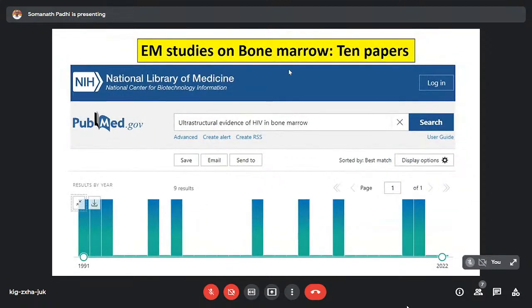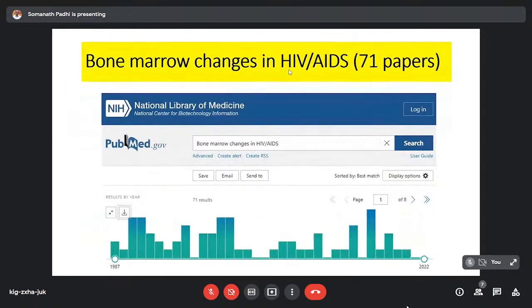And when we are talking about HIV hematology, it is very interesting and surprising that before 1990, the electron microscopic evidence of HIV infection and bone marrow changes was actually proven. And in 1999 also, in one of the Indian studies by Dr. Ghosh, electron microscope studies were also done from India. So nearly 10 papers were found which highlighted the electron microscopic evidence of HIV infection inside the bone marrow. And when I searched for bone marrow changes in HIV/AIDS in the same period, 1987 to 2022, I found nearly 71 papers published in various PubMed indexed journals.